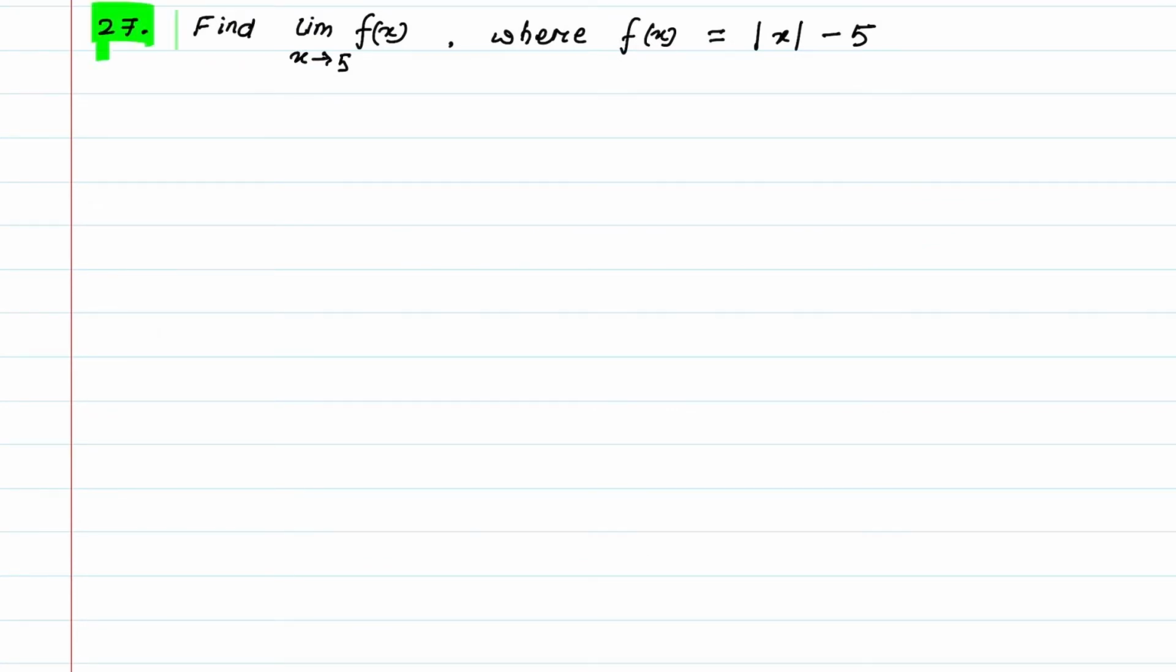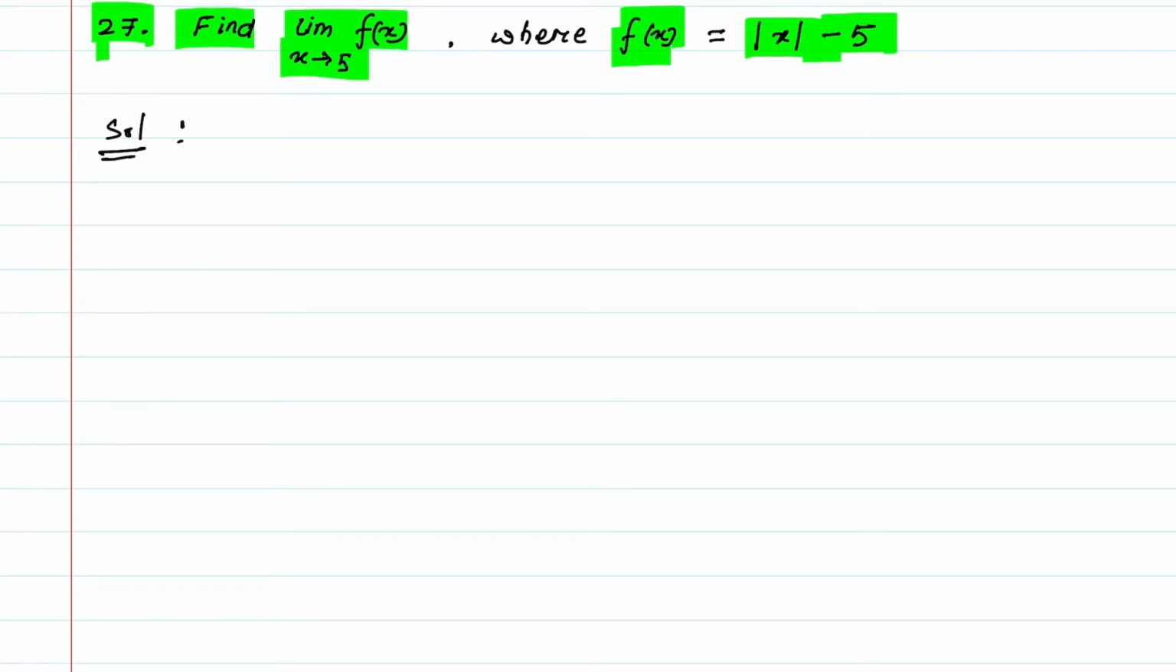Okay, so find the limit of f of x as x tends to 5 where f of x is mod of x minus 5. Okay, so let me show you how to solve this. Okay, so here is the solution. So here given that the function f of x is mod of x minus 5. So how to find the limit? Let us find the left hand limit first.